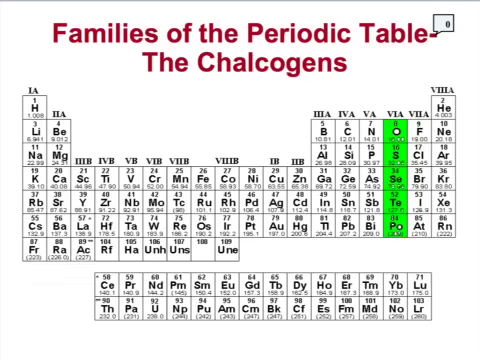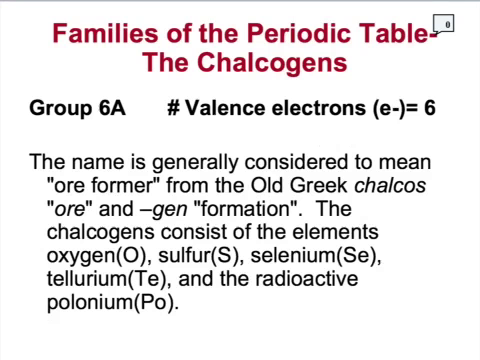Next we have the chalcogens located in column 6A. So at this time, label the chalcogens on your periodic table in your packet. The chalcogens are located in group 6A, and all of them have 6 valence electrons. This family consists of the elements oxygen, sulfur, selenium, and tellurium, and the radioactive polonium.